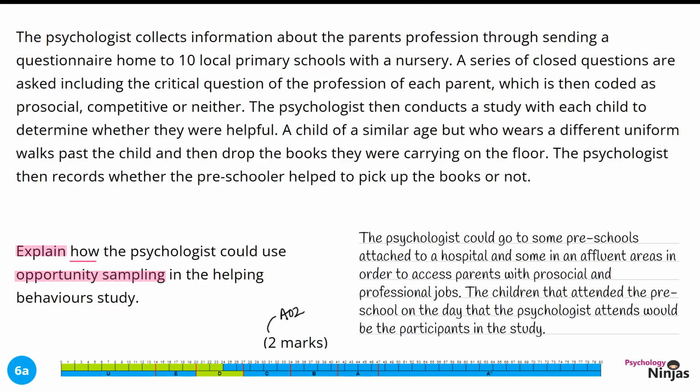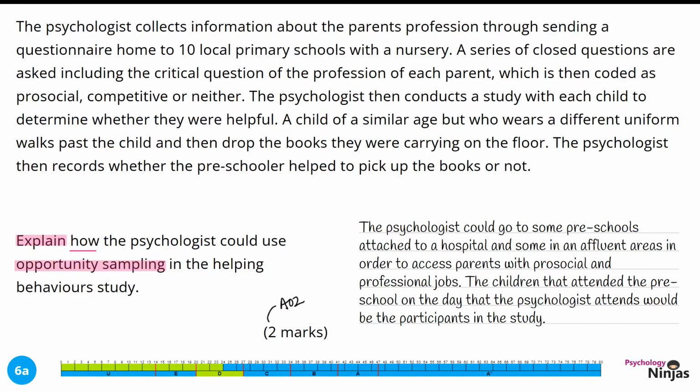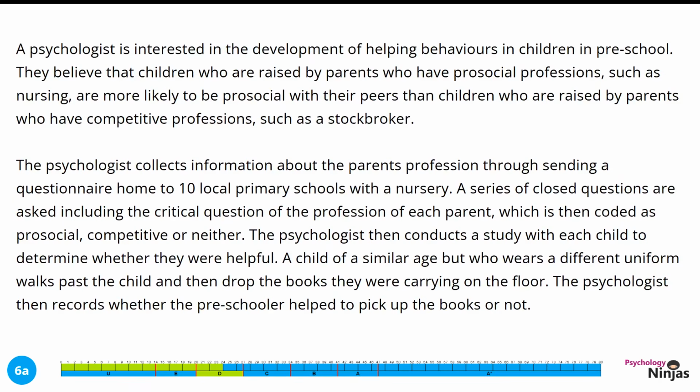The psychologist could go to some preschools attached to a hospital and some in affluent areas in order to access parents with pro-social and professional jobs. The children that attended the preschool on the day that the psychologist attends would be participants in the study. We need 2 separate links to the stem. So we've started by saying that we're going to access preschools attached to a hospital and in affluent areas. We've used information from our stem here for our 2 different types of parents, having nurses with our pro-social behaviours and stockbrokers are more competitive.